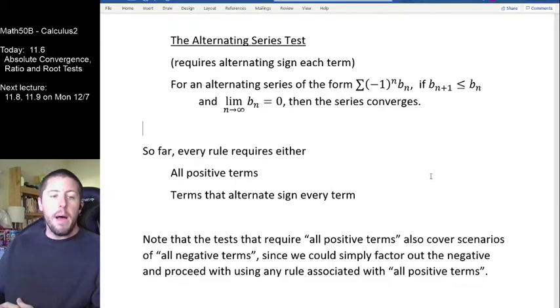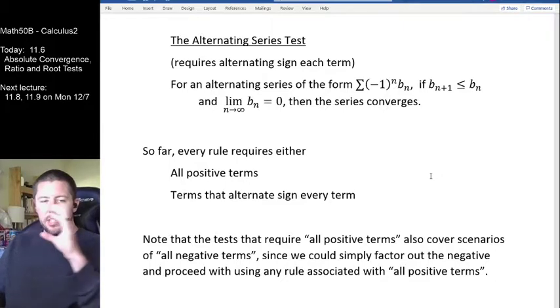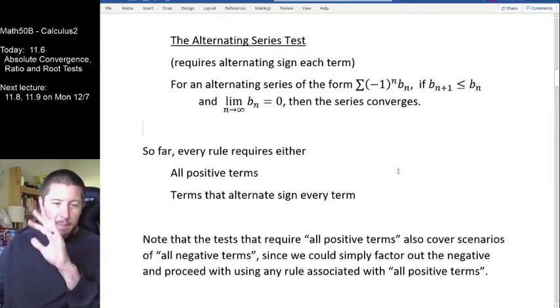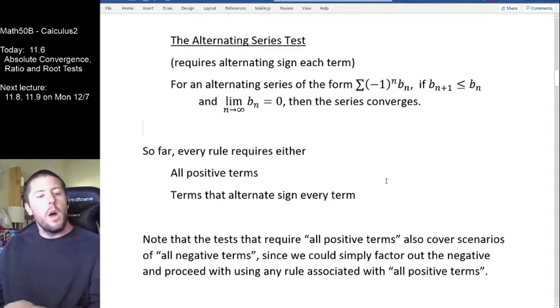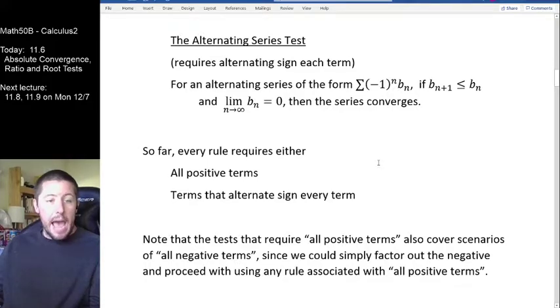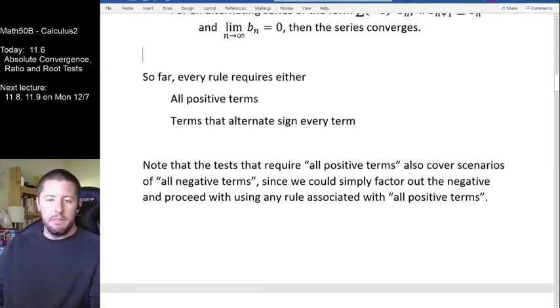And therefore, all of our positive term requirement tests could then go ahead and apply to that series that has all negative terms, because we could just factor out that negative right there before we go ahead with our analysis, right? So that's kind of saying to me, all positives are handled, all negatives are handled, alternating positive and negative is handled. So it seems to me like the one case we haven't really discussed yet is what happens when we have series that don't necessarily have a specific pattern to their positives and negatives, where there might just be some sort of intermingling of positive and negative terms.